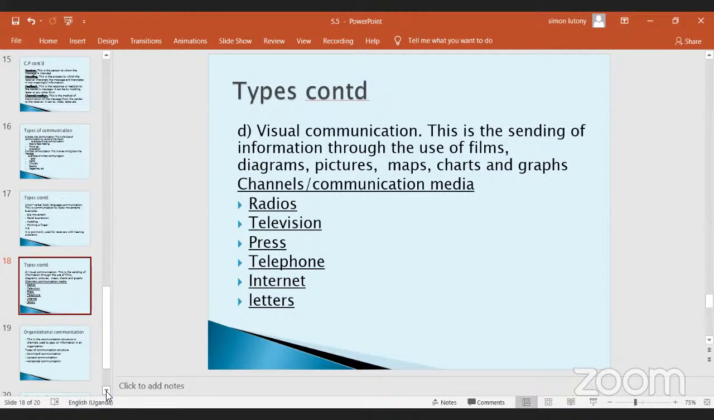Letters. Okay, so we move to the letters. Yes, a letter can work very well because remember, you even address it to the very person, you put the addressee. And then that letter will go direct to that person. So I'm very sure the letter will be better here, especially if you're passing on confidential messages.